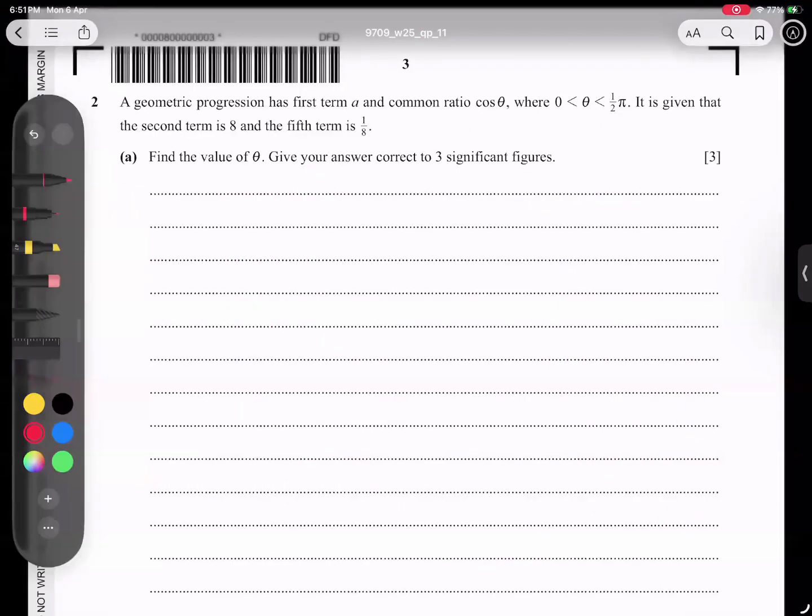Question number 2, a geometrical progression has a first term A and common ratio cos theta. And make sure theta is 0 to pi by 2. It means in the first quadrant only. And it's given that the second term is 8 and the fifth term is 1 by 8. So I'm writing T2 is 8 and I'm writing T5 is 1 by 8.